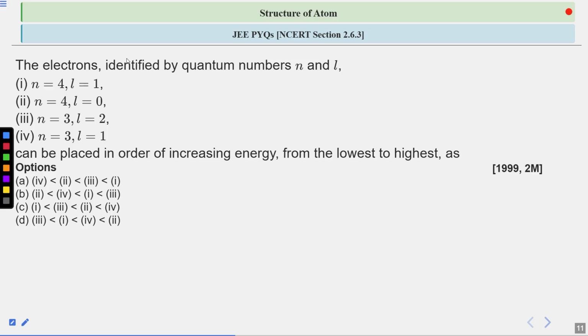Okay, moving on to the next question. The electrons are identified by the quantum numbers n and l, whose values are given here: n=4, l=1; 4 and 0; 3 and 2; 3 and 1. Now you have to arrange all of these in increasing order of energy. So your time to solve this question starts now.